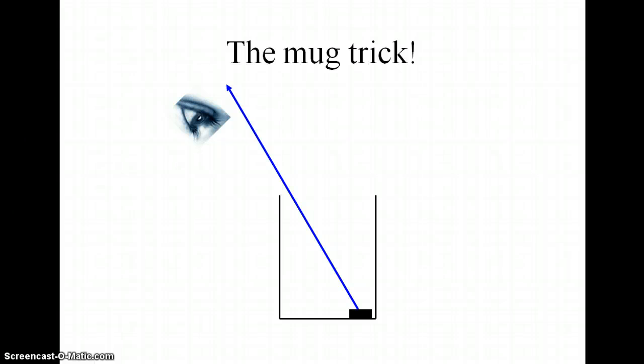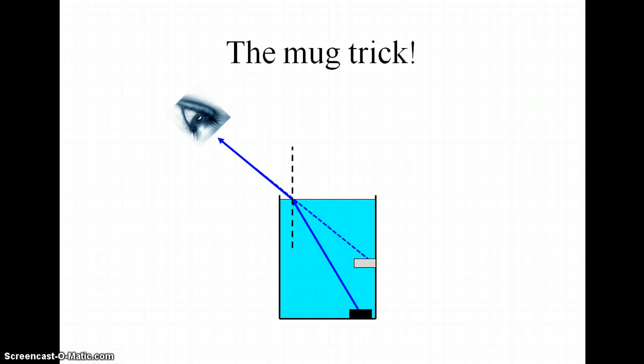I'd normally start off by showing a little trick here. Basically what you do is get a mug, stick a coin at the bottom and move your eye so you can't quite see the coin at the bottom of the mug. And then you carefully pour water in, and lo and behold, you can see the coin.